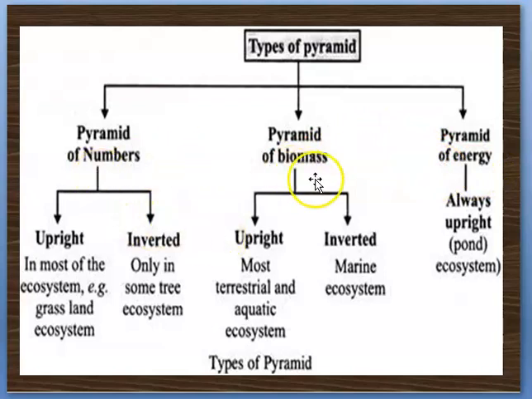Pyramids of numbers and pyramids of biomass are subdivided into upright and inverted. Upright is seen in most ecosystems, such as the grassland ecosystem, in the case of pyramids of numbers, and inverted type is seen only in the tree ecosystem. In pyramids of biomass, the upright type is seen mostly in terrestrial and aquatic ecosystems, whereas the inverted type is seen in the marine ecosystem. The pyramid of energy has only one type, which is always upright, as in the pond ecosystem.